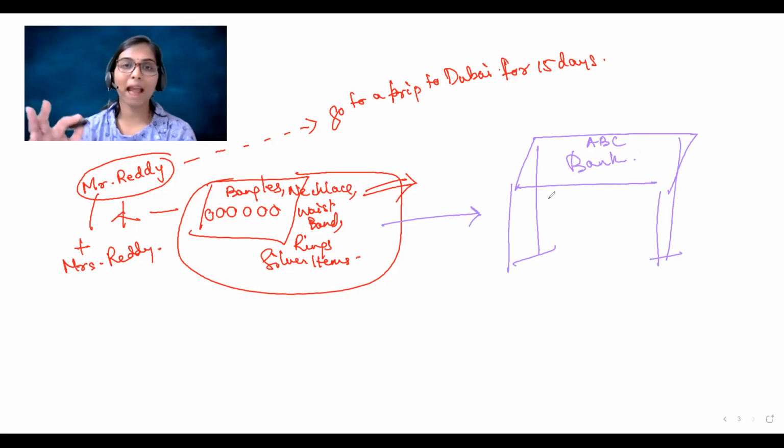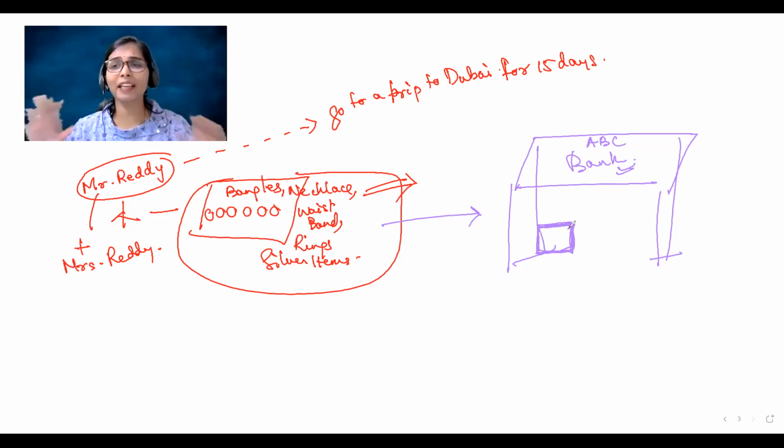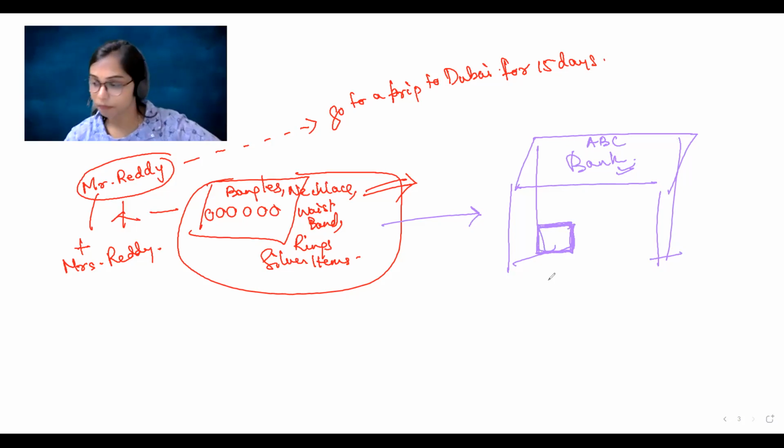He said, bank, I need a locker. The bank said you need to give all the details, and you need a minimum deposit of some 10 to 20,000. If you have it in your savings account, then within a day you will get a locker system. So he gave all these things to the bank, and he got the locker facility.